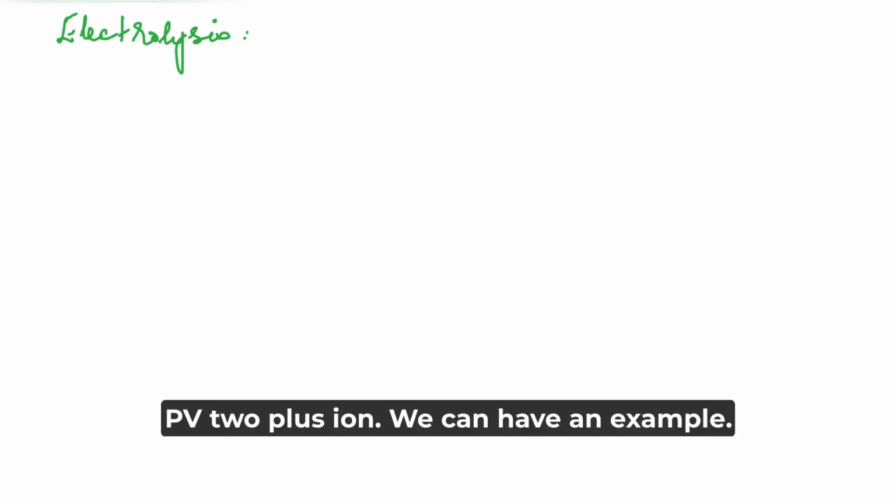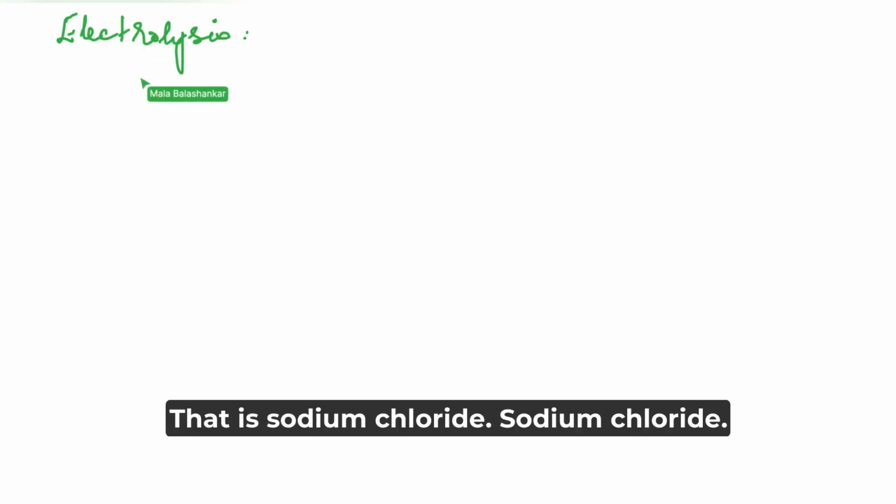Very good. So a compound that is formed by donating and accepting electrons is called an ionic compound or an electrovalent compound. Can you give me an example for this? We can have a simple example, that is sodium chloride. Sodium chloride, is it not?